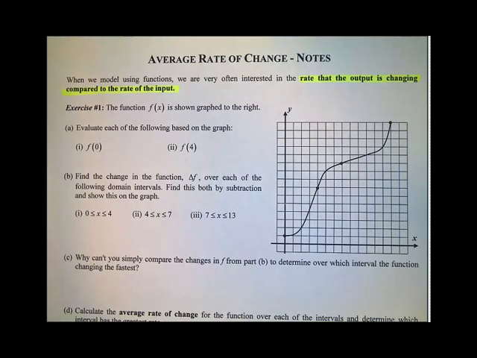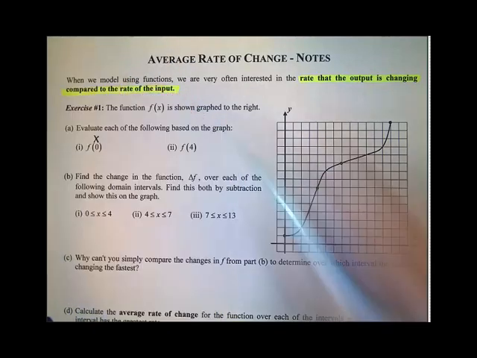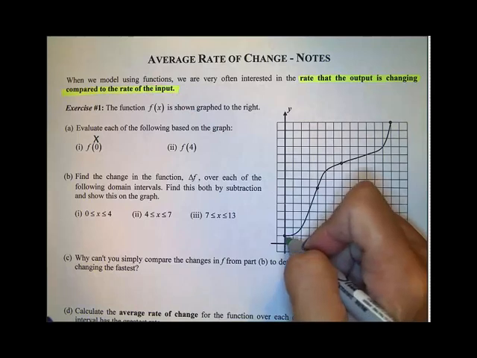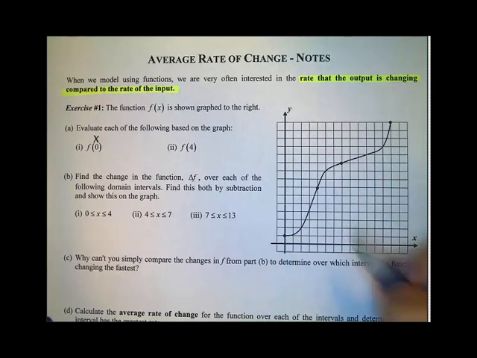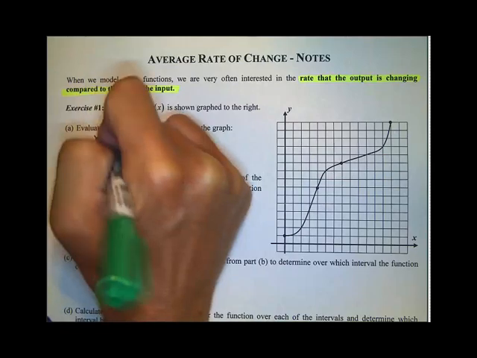Exercise 1. The function f of x is shown graphed to the right. In part A, it asks us to evaluate each of the following based on the graph. So again, we have our function notation, so f of 0. Remember, 0 is your x value. So we go to where x is 0, we find the y value. Since there's no numbers on this graph, we assume they are counting by ones. So this is the ordered pair (0, 1). So f of 0 equals 1.